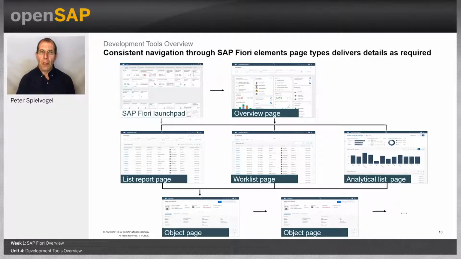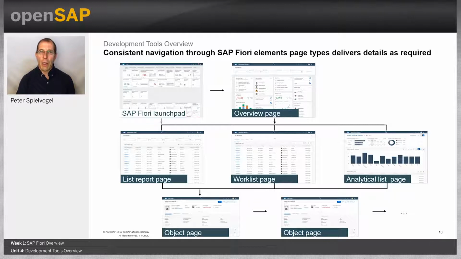SAP Fiori Elements is a collection of several common page types that give you a head start on developing applications that connect to data in SAP backend systems. These 5 basic page types cover 80% of the scenarios typically found in SAP applications. We use this approach internally to build apps for SAP S/4HANA.